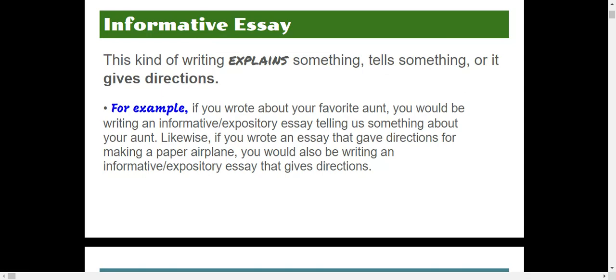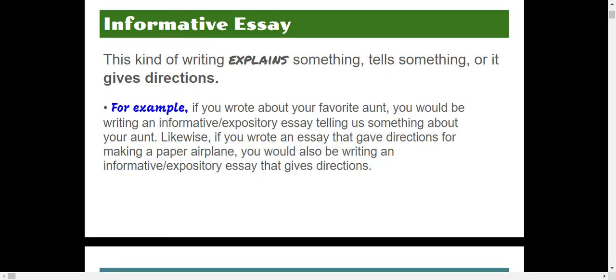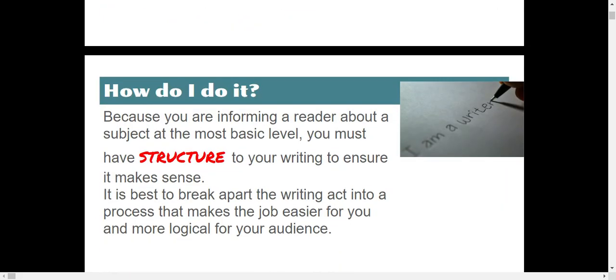For example, if you wrote about your favorite aunt, you would be writing an informative/expository essay telling us something about your aunt. Likewise, if you wrote an essay that gave directions for making a paper airplane, you would also be writing an informative expository essay that gives directions.